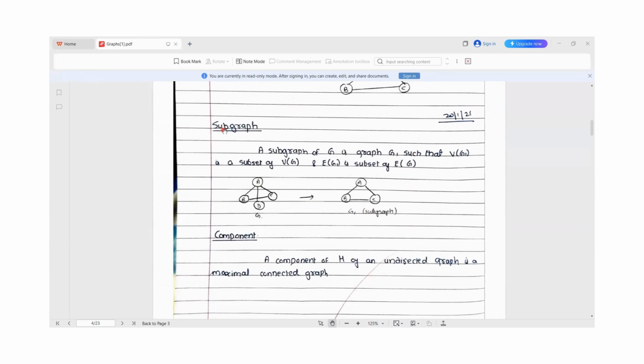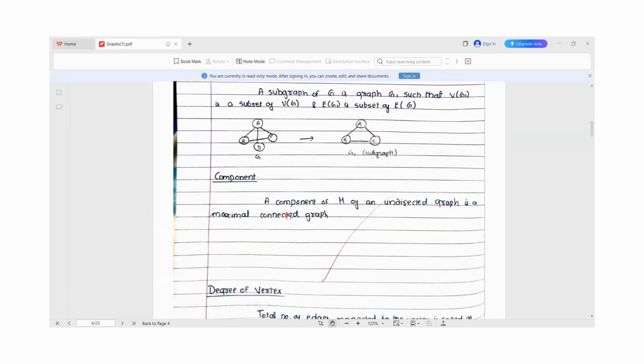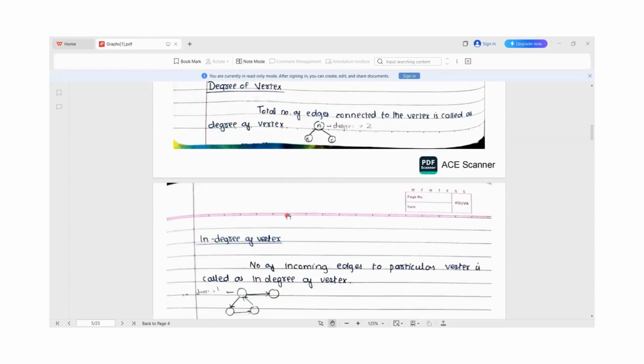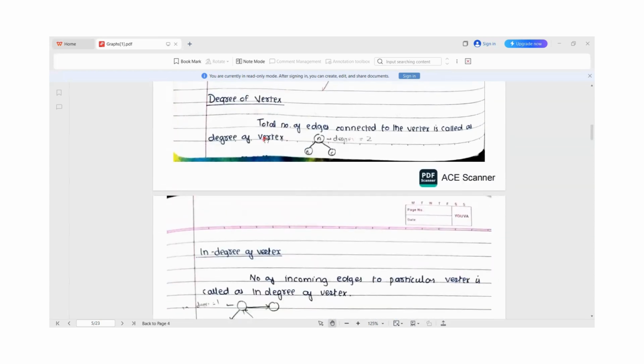Subgraph. A subgraph of a graph G is such that there is a subset of vertices and a subset of edges. Here the graph is G and it is subgraph G1. We have a subset of vertices, that is A, B, and C, and the edges connecting them. It is not necessary that you should include all the vertices or all the edges. It is a subset of vertices and edges. Degree of a vertex is the number of edges connected to the vertex.